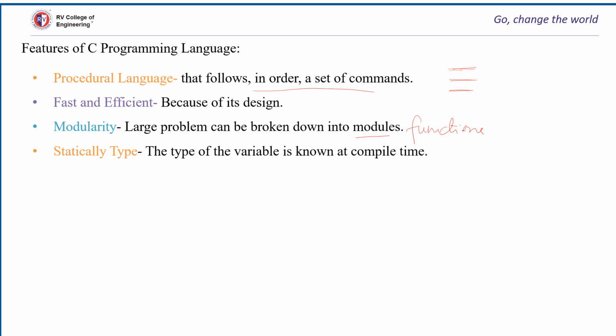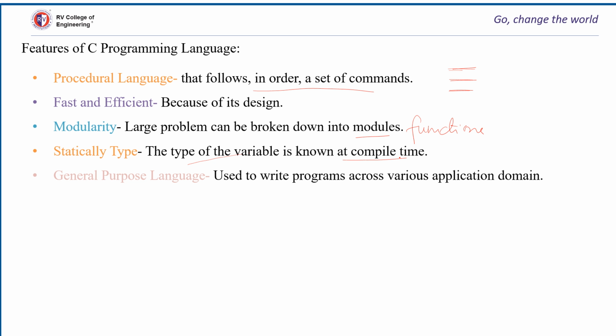It is statically typed. Okay, so here the type of a variable is known at the compile time itself. Some of the programming languages are not statically typed. That means when you are running the program, at that moment the type of a variable is known. This is one of the reasons why C is fast.